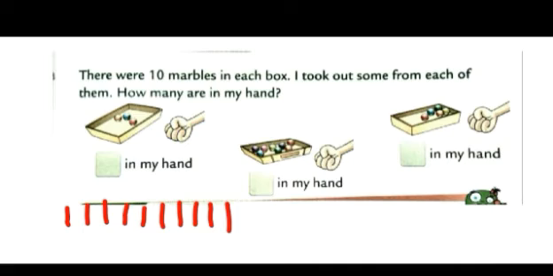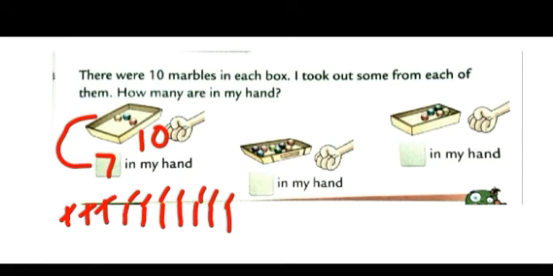Total 10 marbles were there. Out of that, only 3 are left in this box. So we will cut 3. 1, 2, 3. Now let's count the remaining one. 1, 2, 3, 4, 5, 6, 7. That means 7 marbles are in my hand. So we will write 7 here. Okay, to check your answer, if you add 7 and 3, it will give 10.